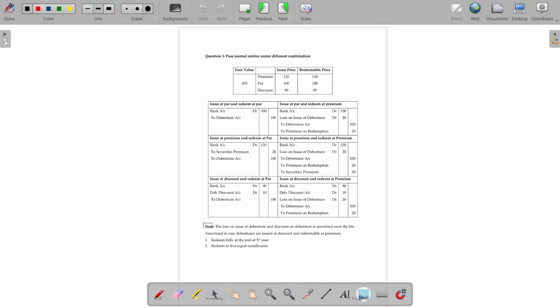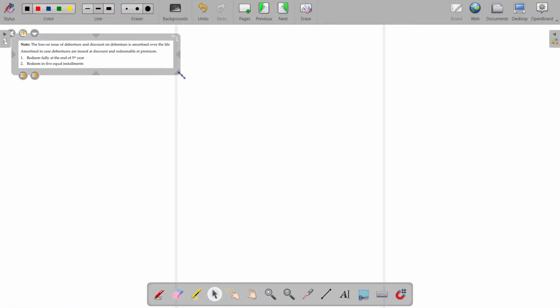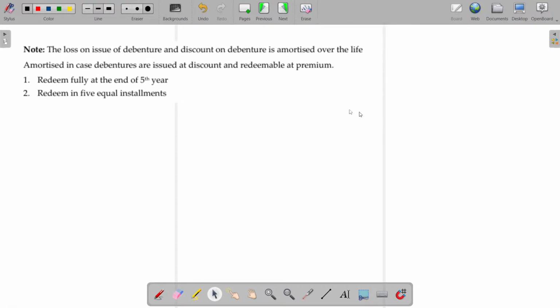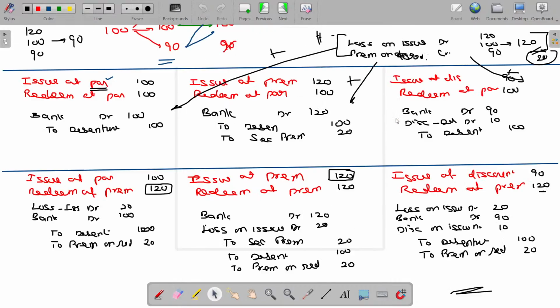I'll just explain one more logic: how can we adjust the losses. The loss scenario, this scenario.